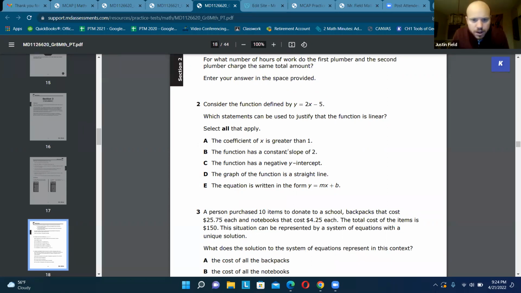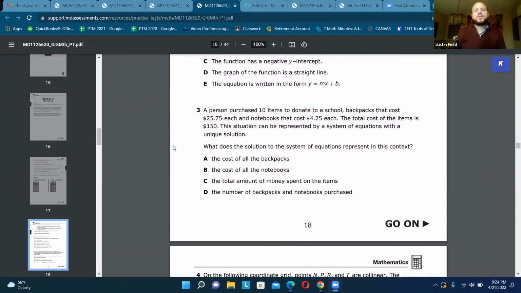Number 3. What? I keep losing my mouse. A person purchased 10 items to donate to a school. Backpacks that cost $25.75 each. Notebooks that cost, so that's a slope word again, each, $4.25 each. The total cost of the items is $150. So another way to think about that each is coefficient.